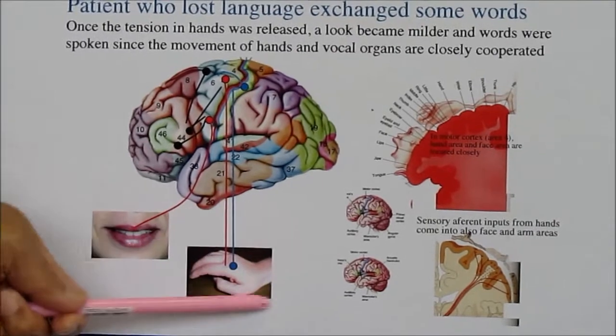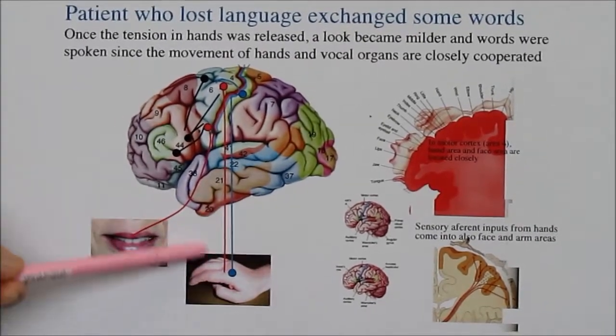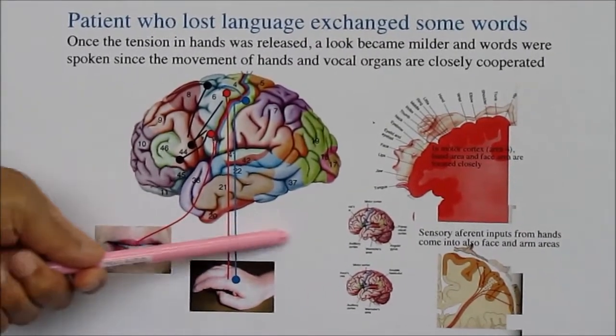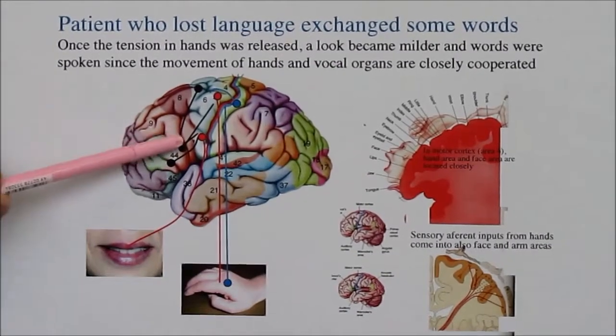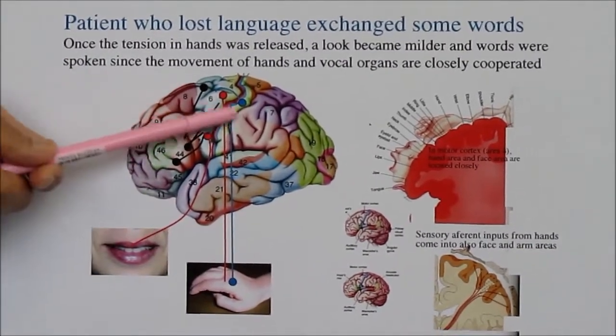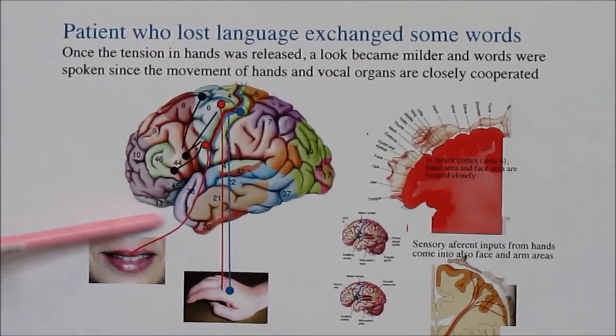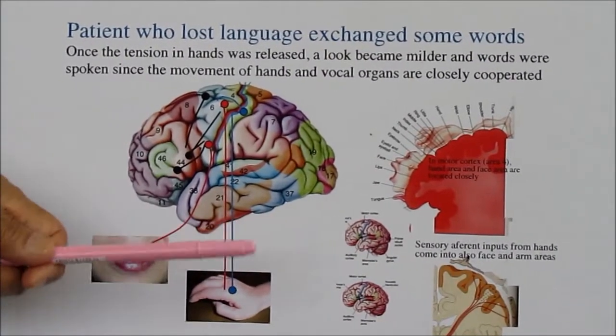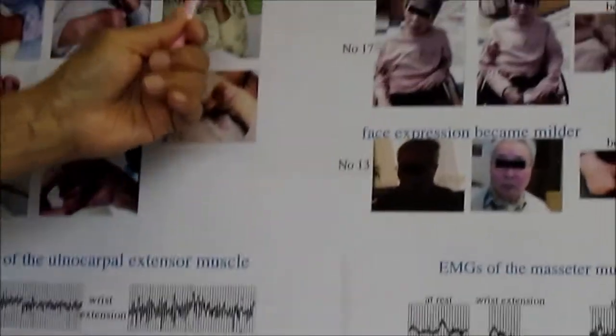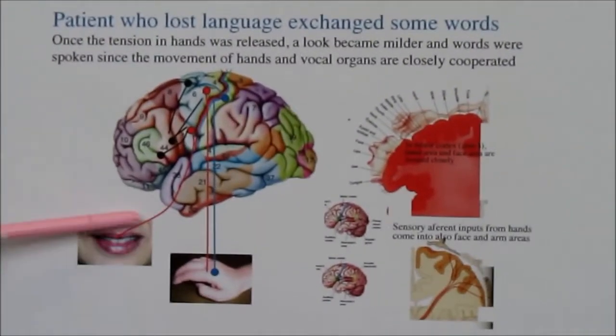So natural stimuli to the hands and this function of the hands was recovered. The stimuli or the output to the area around the face is ameliorated. That means by the release of the contraction of the hands, some patients can recover language.